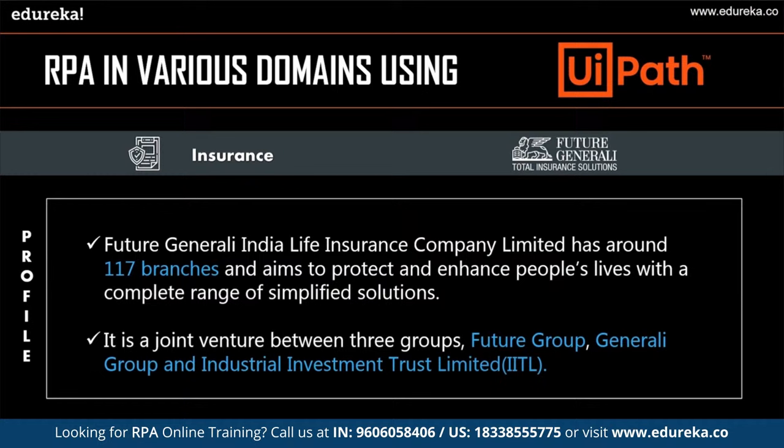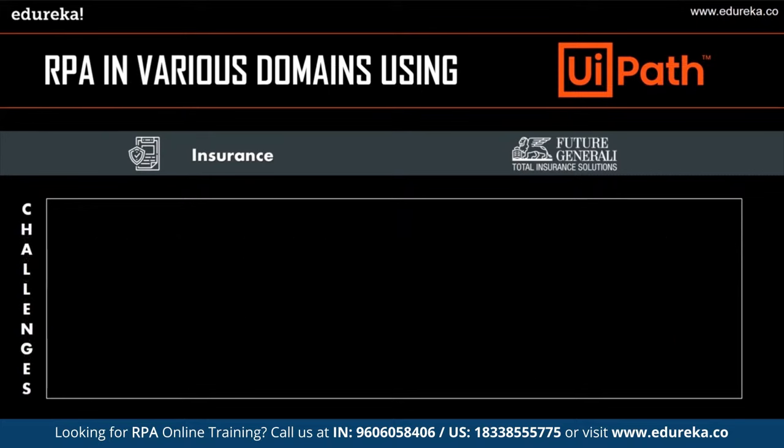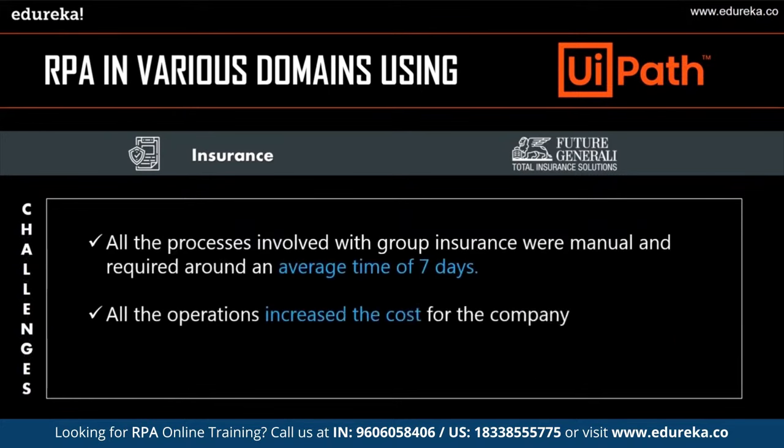It is a joint venture between three groups, that is Future Group, the Generali Group, and the Industrial Investment Trust Limited. So it's a top insurance company, guys. Now, the challenge observed by this company was that all the processes involved with group insurance were manual and required an average time of 7 days.